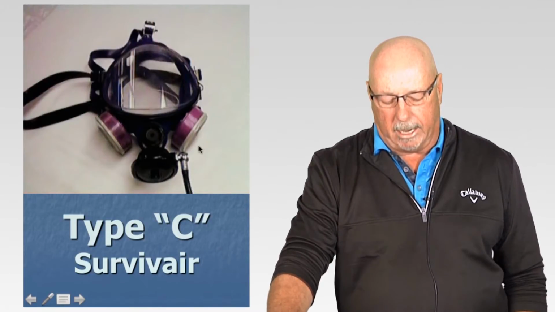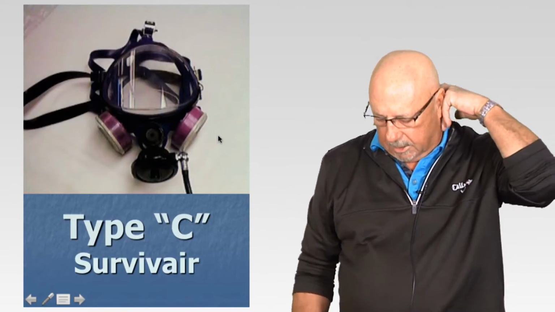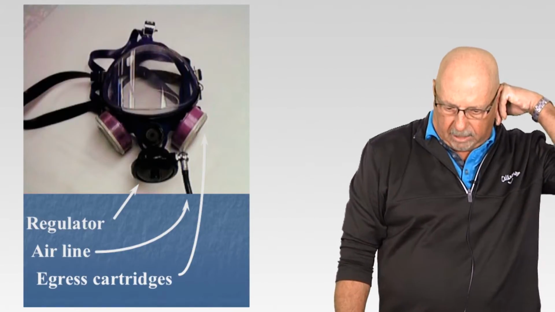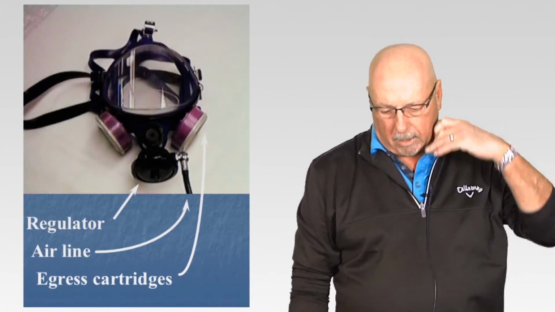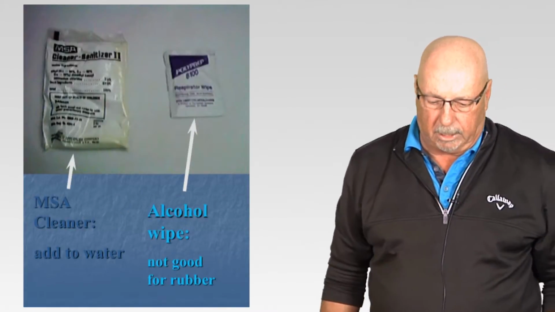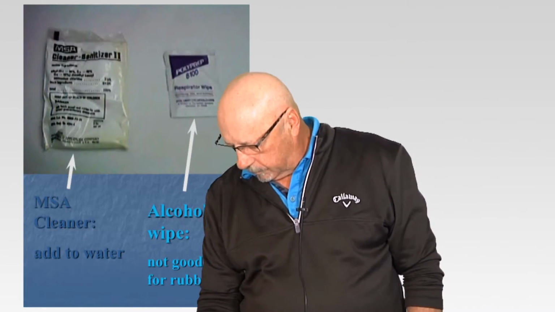So if our air supply for some reason was cut off, we have these cartridges placed on the mask that will give us sufficient time to get out of the area. So we've got a regulator with the airline and the egress cartridges for the escape. Well, we talked about cleaning of respirators.